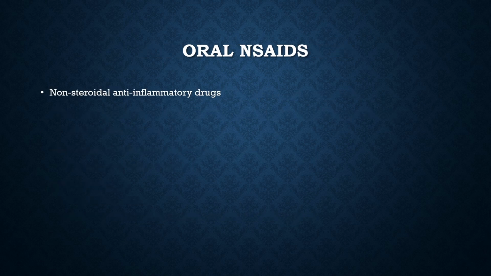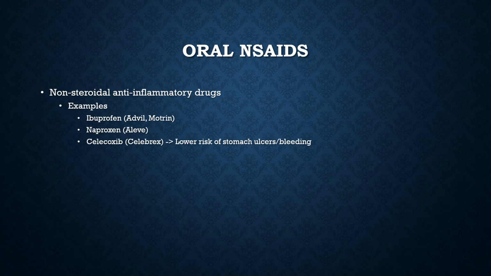Oral NSAIDs. So we talked about this a little bit on the last slide. NSAIDs are non-steroidal anti-inflammatory drugs. Examples include ibuprofen with brand names of Advil and Motrin, naproxen with a brand name of Aleve, celecoxib with a brand name of Celebrex. Celebrex, unlike the other NSAIDs, has a lower risk of stomach ulcers and bleeding. There's also diclofenac pills. There's many others.